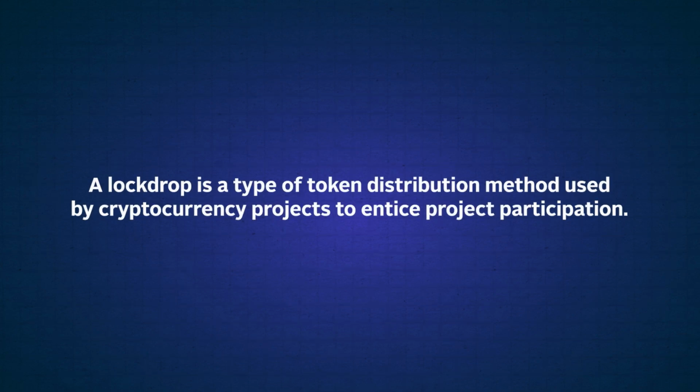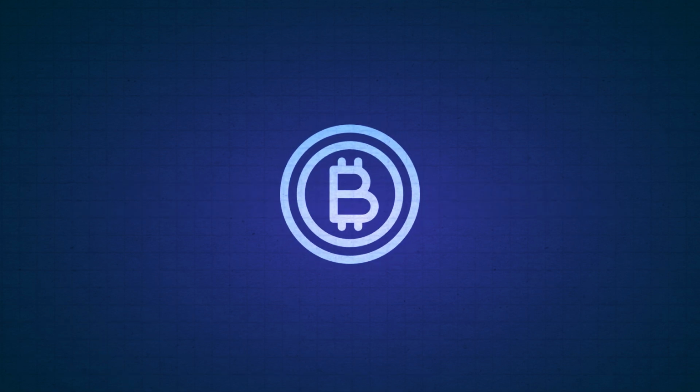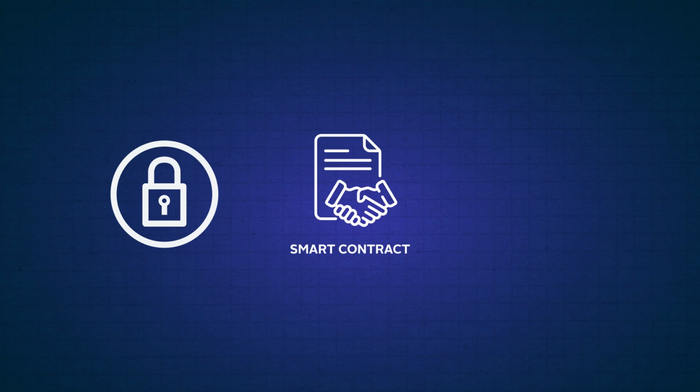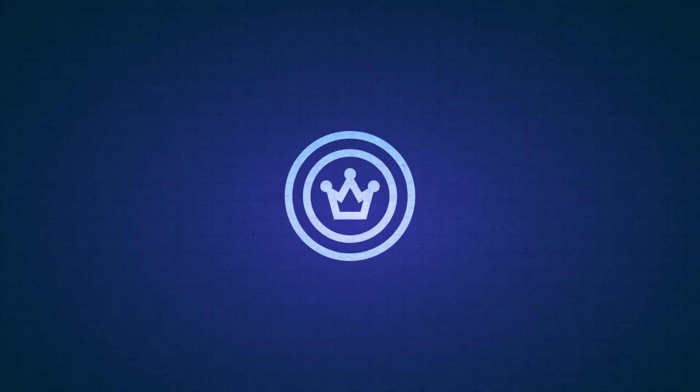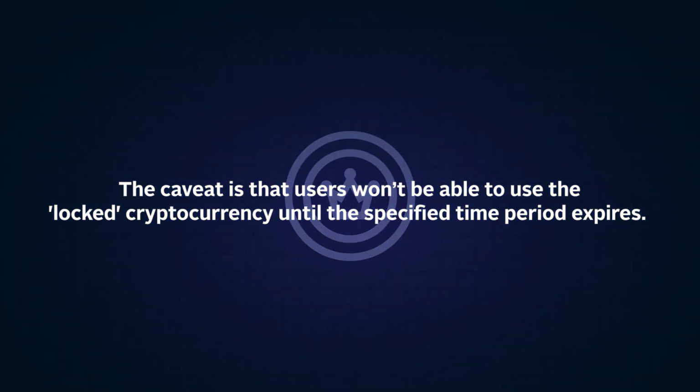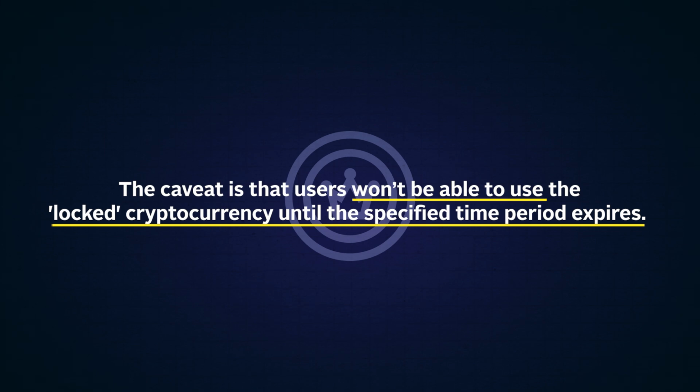A Lockdrop is a type of token distribution method used by cryptocurrency projects to entice project participation. They require users to lock a certain amount of cryptocurrency within a smart contract for a set period of time in return for the project's own token. The caveat is that users won't be able to use the locked cryptocurrency until the specified time period expires.